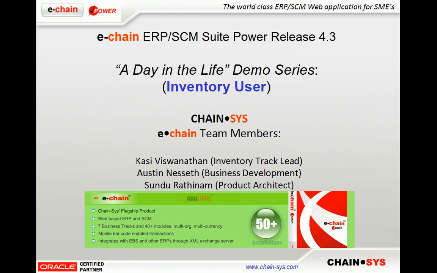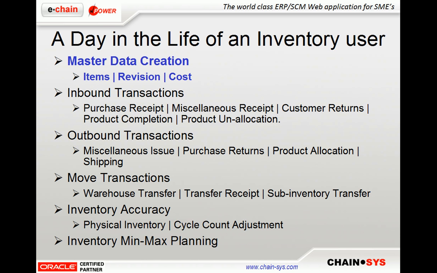Today's installment will be a day in the life of an inventory user in eChain. A typical day in the life of an inventory user within the eChain system can consist of several different processes. It may be anything from master data creation to inbound transactions, outbound transactions, move transactions, inventory accuracy checks, and inventory min and max planning. But we'll start today with master data creation.